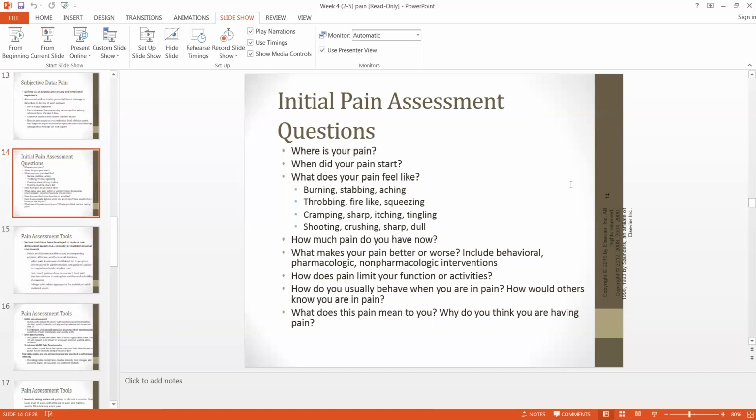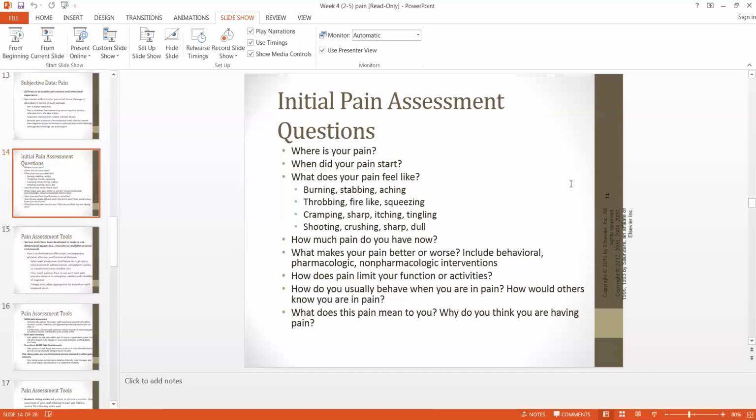We have to look at that incision that opened up, the ulcer on the foot, the ulcer in the stomach, things of that sort. Throbbing, fire-like, squeezing, cramping, sharp, itching, tingling, shooting, crushing, sharp, dull, and there's probably more words than that. How much pain do you have now? A lot, slight, moderate, pain scale, all these different kinds of ways to measure it, but we're trying to move away from that, or at least to make our treatment away from that.